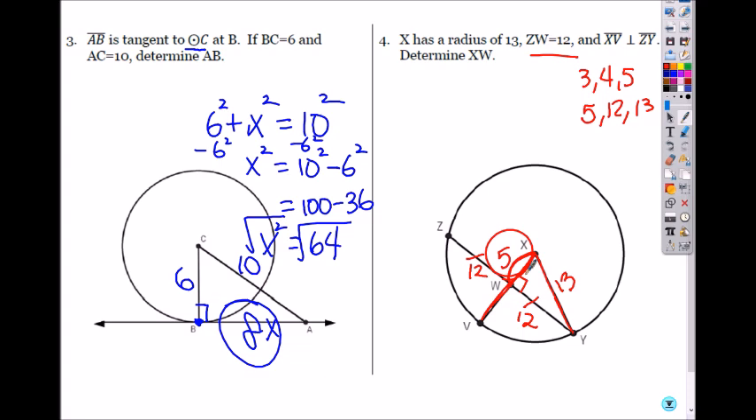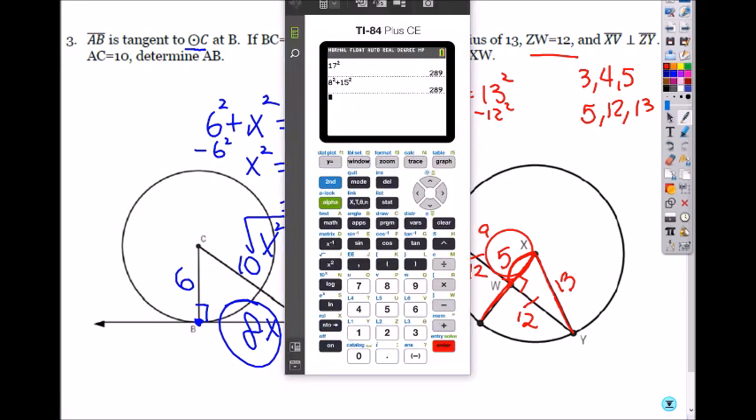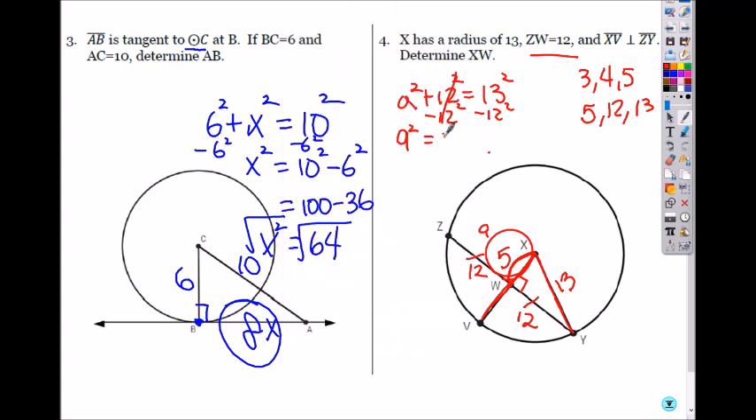If you didn't remember 5, 12, 13, what do you do? You can do a squared plus 12 squared equals 13 squared. So a squared equals, you can subtract 12 squared from both sides. What's 13 squared minus 12 squared? 25. So now you square root it to get a equals 5.